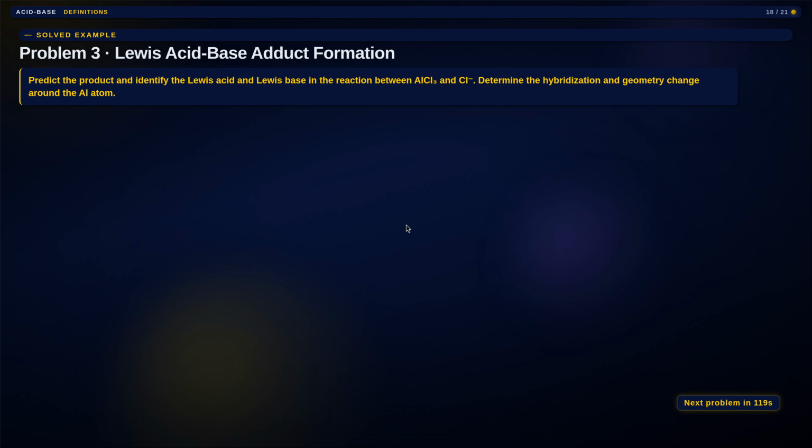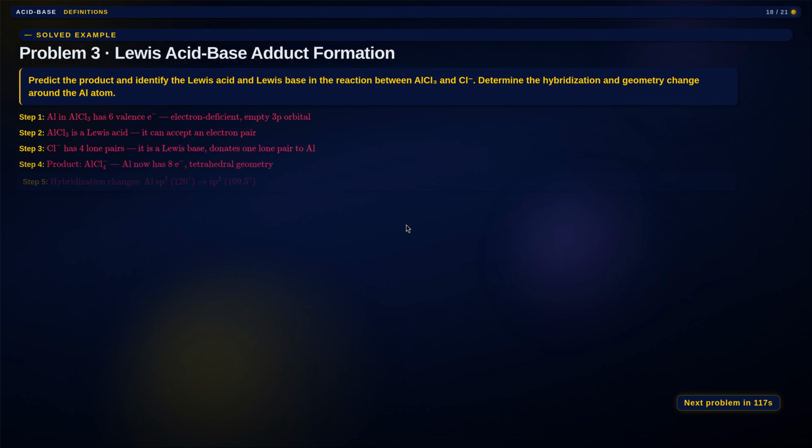Problem 3. Lewis acid-base adduct formation. Predict the product and identify the Lewis acid and base in the reaction between AlCl3 and Cl-. Step 1. Al in AlCl3 has 6 valence electrons. It is electron deficient with an empty 3p orbital. Step 2. AlCl3 is a Lewis acid. It can accept an electron pair.